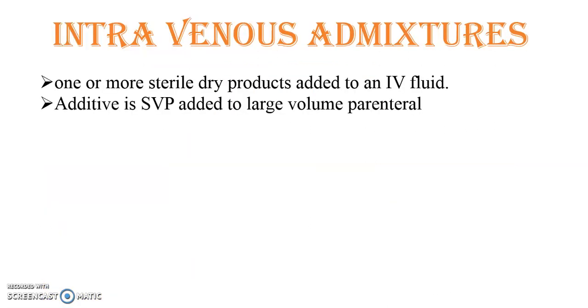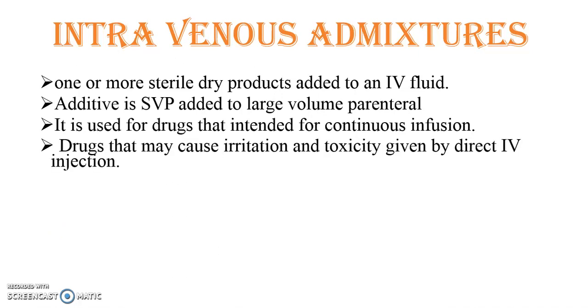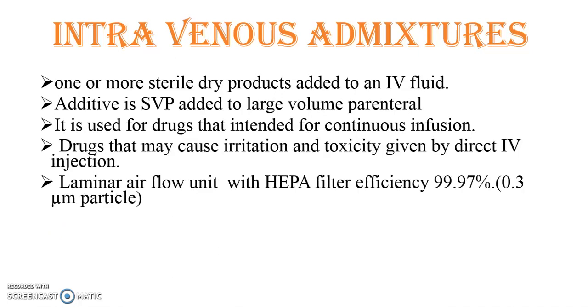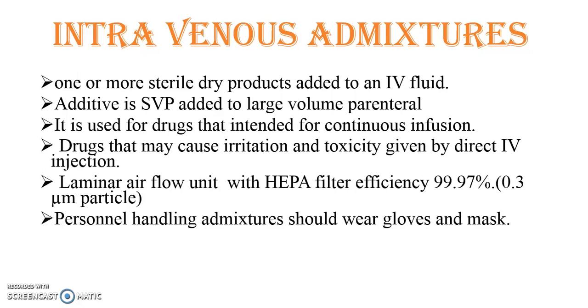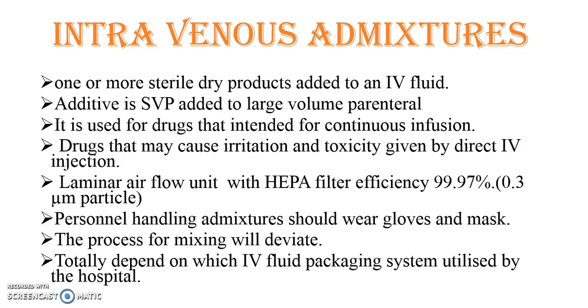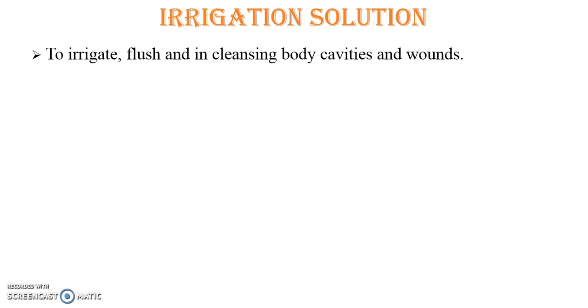Then the next one is the intravenous admixture. An intravenous admixture is one or more sterile drug products added to an IV fluid. Generally the additive SVP is added to the large volume parenteral for continuous infusion. While using this intravenous admixture we have to take care that the HEPA filter laminar airflow is fully utilized and all the care of the personnel should be taken into consideration.